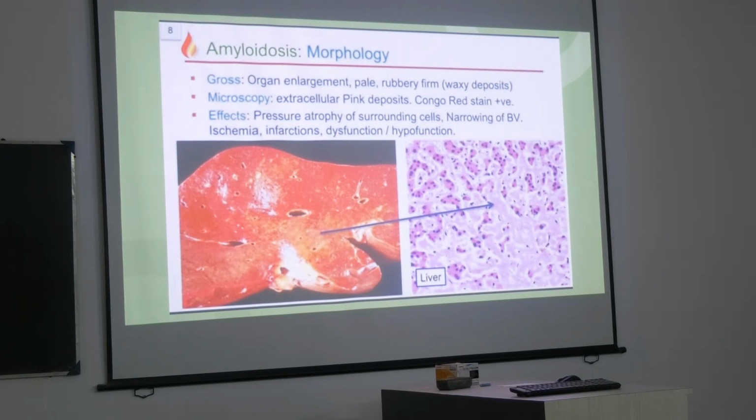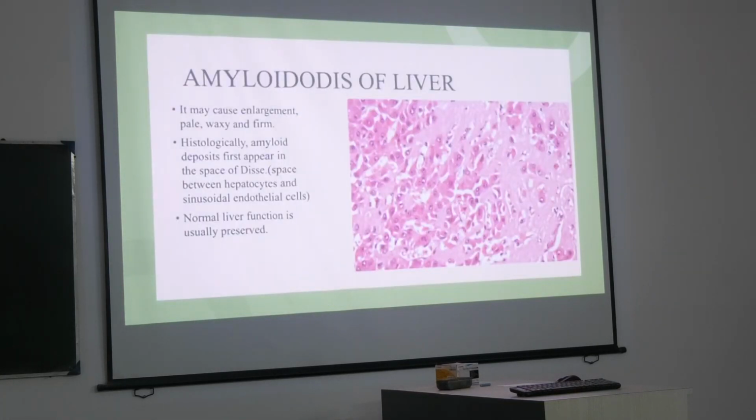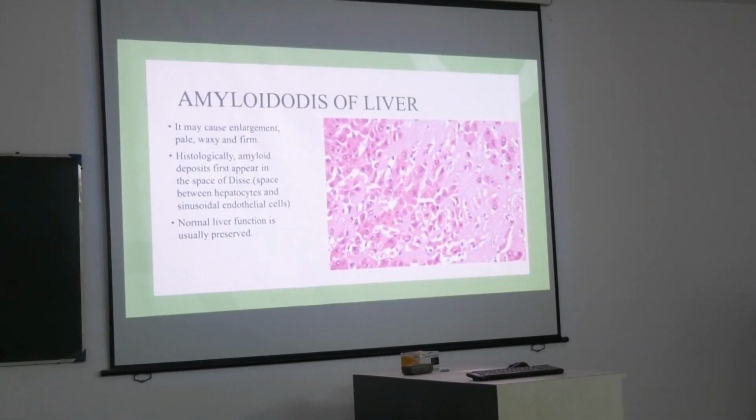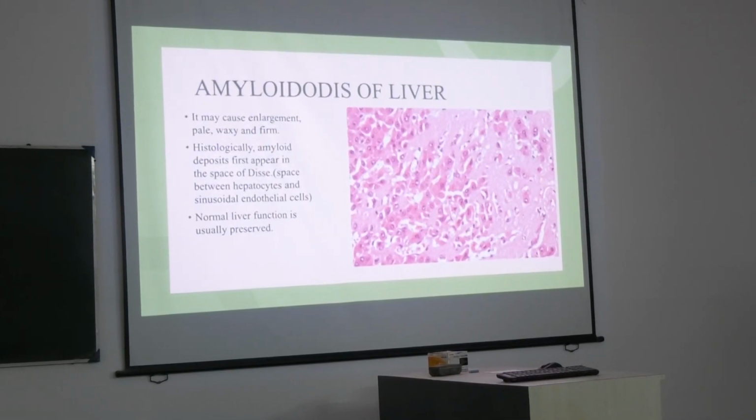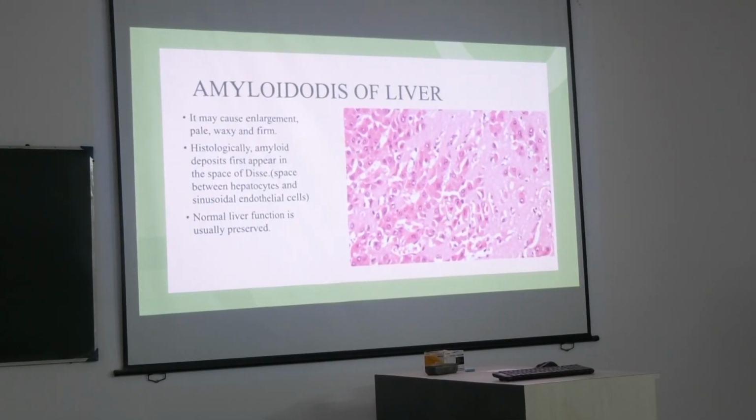So where does amyloid deposit in liver? Space of Disse, the space between the hepatocytes and the sinusoidal endothelial cells. Everywhere the amyloid tends to appear or deposit in the extracellular space near the basement membrane. So in gross, enlargement, pale, waxy form, and histologically it first appears in the space of Disse, the space between the basement membrane and the hepatocytes.